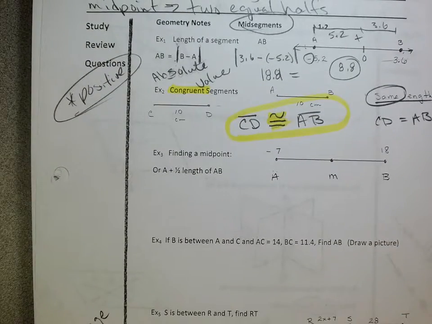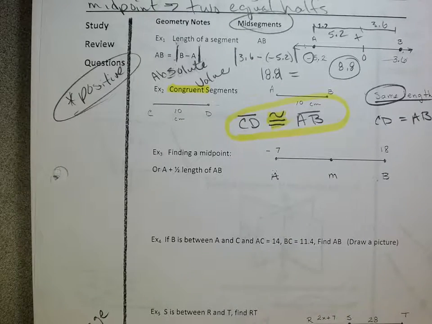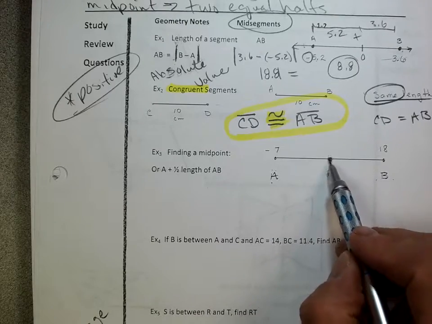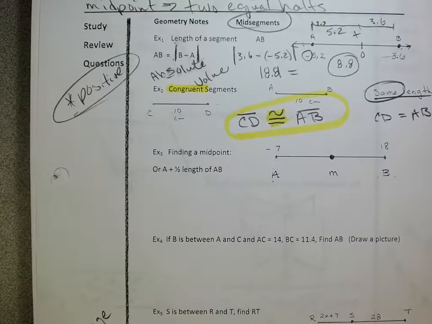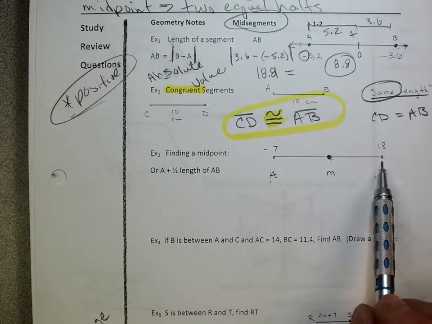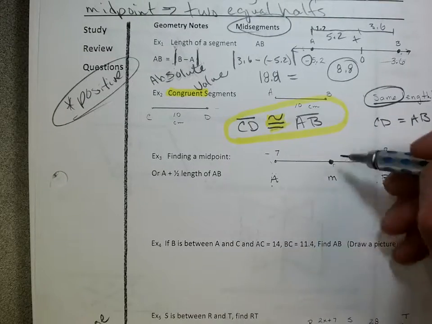Example 3, finding a midpoint. So you've got A to B. From A to B, the middle of this is somewhere. M is somewhere in there. How can I figure out where that midpoint is? I want to find out where the middle is. I mean, it's got to be some number. I would think the length from M to B has to be equal to the length from M to A, right? So if it's in the middle, it's got to be equal.